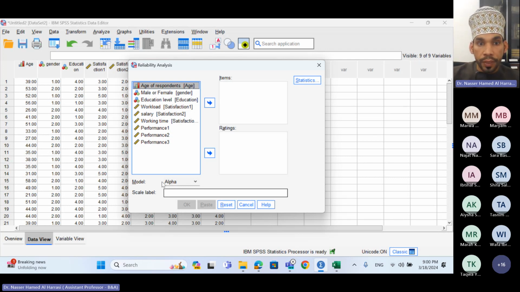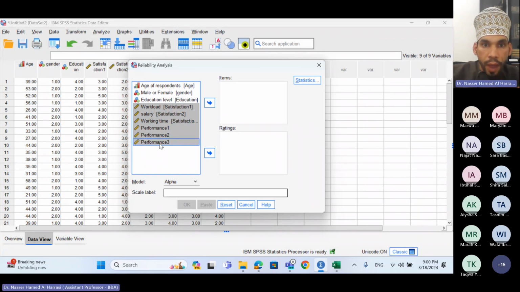So make sure the model is alpha here. Then remove the demographics. Do not include the demographic questions. Only go to the variables, which is satisfaction, starting from here to the performance.